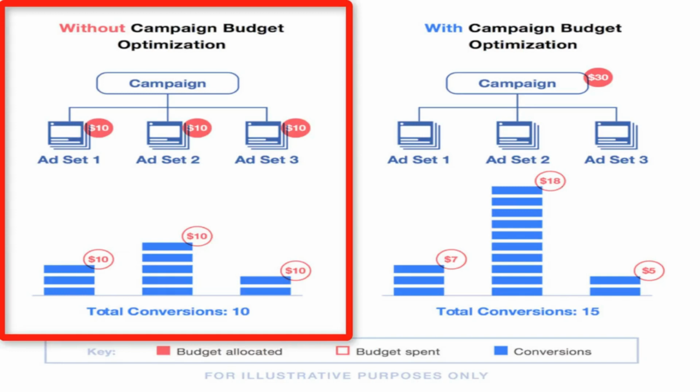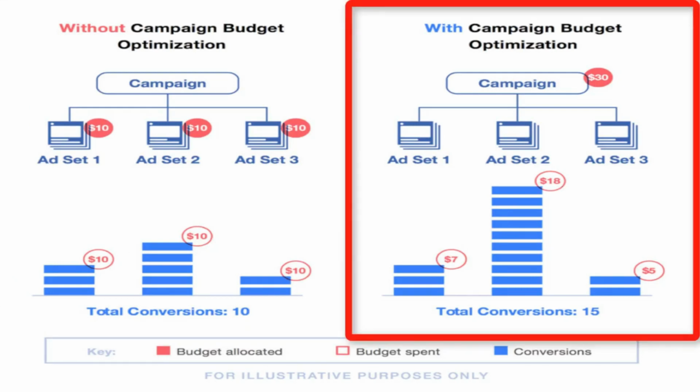An example of this is having 3 ad sets, A, B, and C. In the old ad set budget optimization, you would allocate $10 to all 3 ad sets to fulfill $30 of daily budget. In the new campaign budget optimization, Facebook will ask you to take that $30 and allow it to allocate the budget to the 3 separate ad sets at its discretion based on performance.